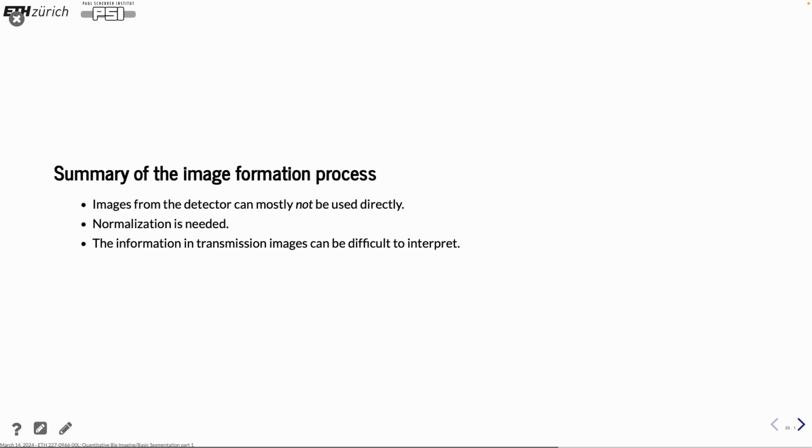So when we do this image formation, we can mostly not use the images directly. We need to do some kind of normalization to get there. The information from pure transmission images is not easy to interpret unless you have reduced the information, for example, by the thickness. And this is something I do a lot with my colleagues in soil physics. They look at the water content within soil profiles, and they also have slabs of a known thickness, and from that we can deduce the water content in the data.